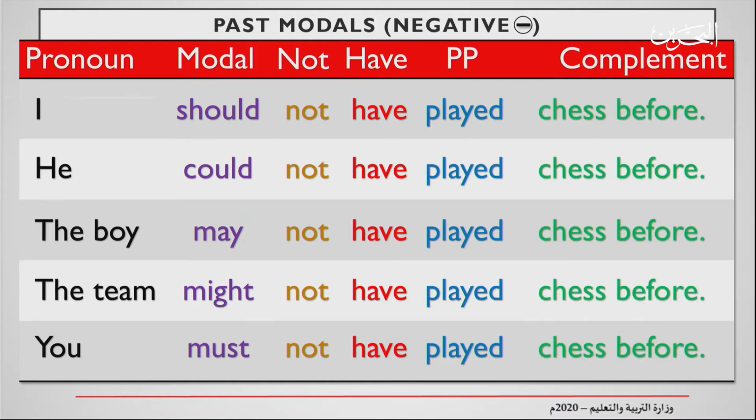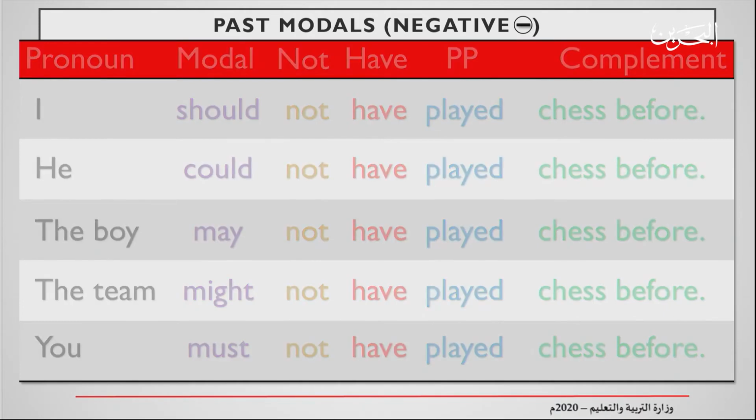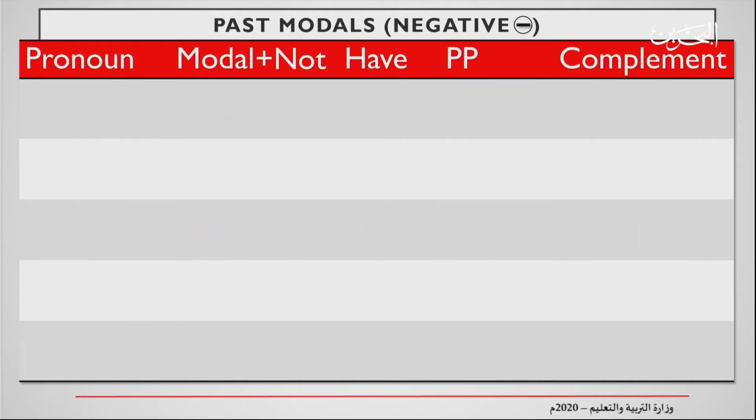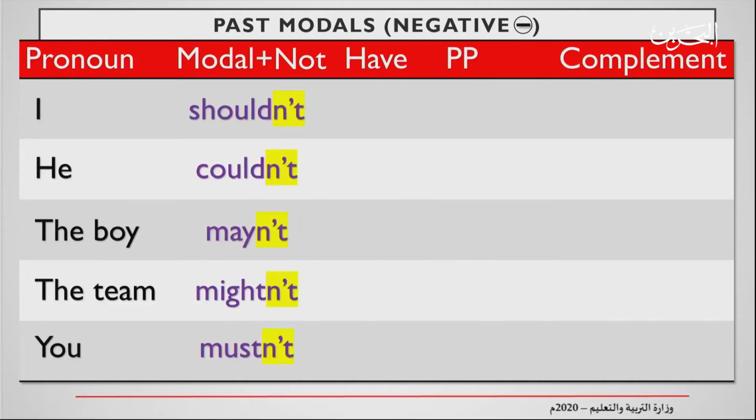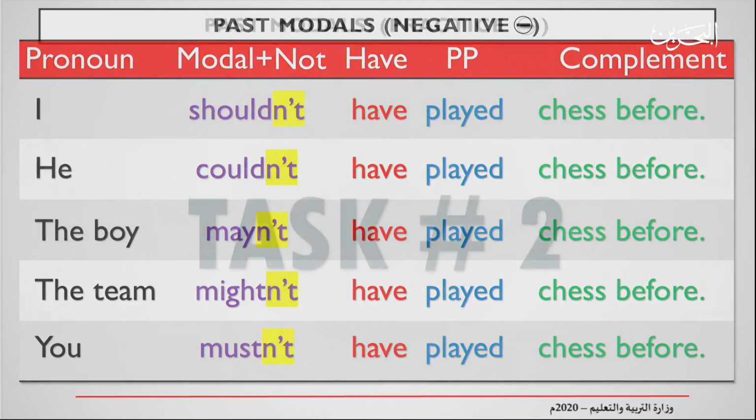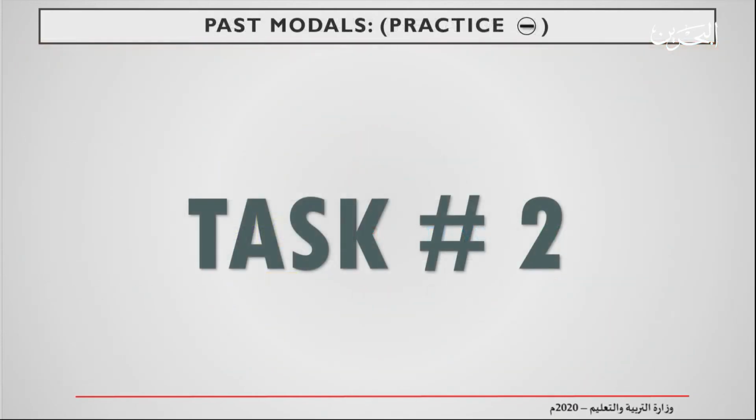But we also can abbreviate could and not, may and not, modal and not, just like this. Shouldn't, couldn't, mayn't, mightn't, mustn't. Then we add have and past participle, then complement.